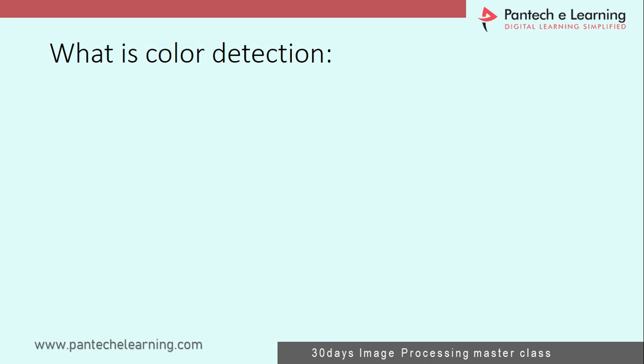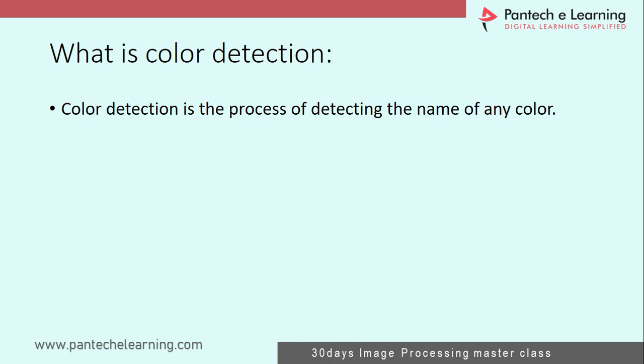First of all, we have to understand what color detection is. Color detection is the process of detecting the name of any color, that may be red, blue, or black. We are going to fix one particular color so that it becomes possible to find the color. So color detection is the process of detecting the name of any color.